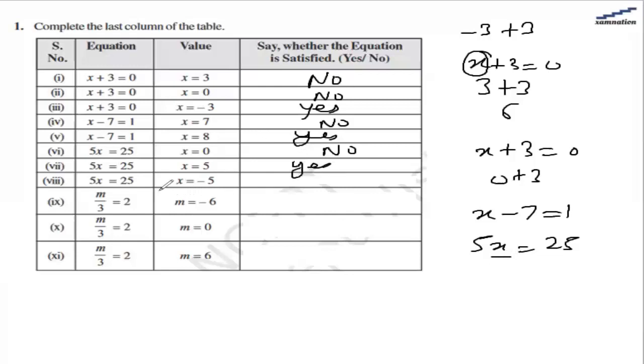satisfied. For the eighth part, we have 5x equal to 25, and the value for x is given as minus 5. So when we replace x with minus 5, we have 5 multiplied with minus 5, which will become minus 25. So the equation is not satisfied.